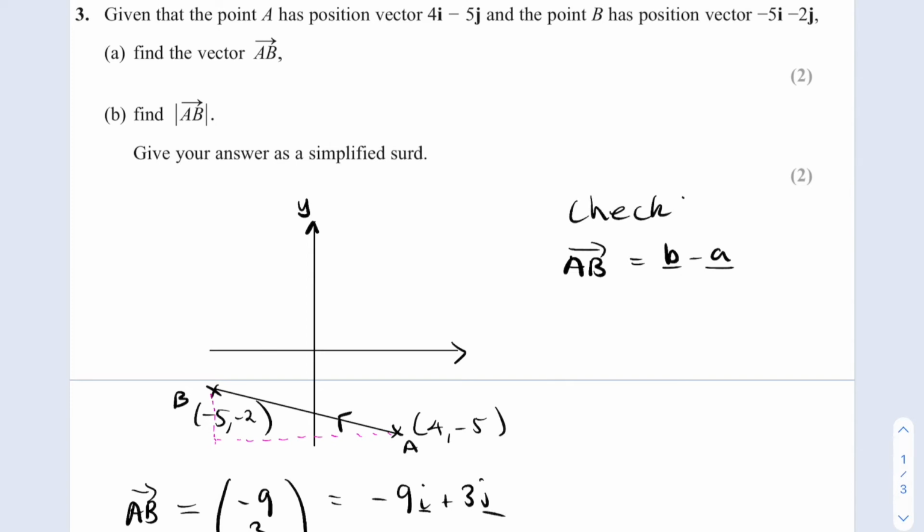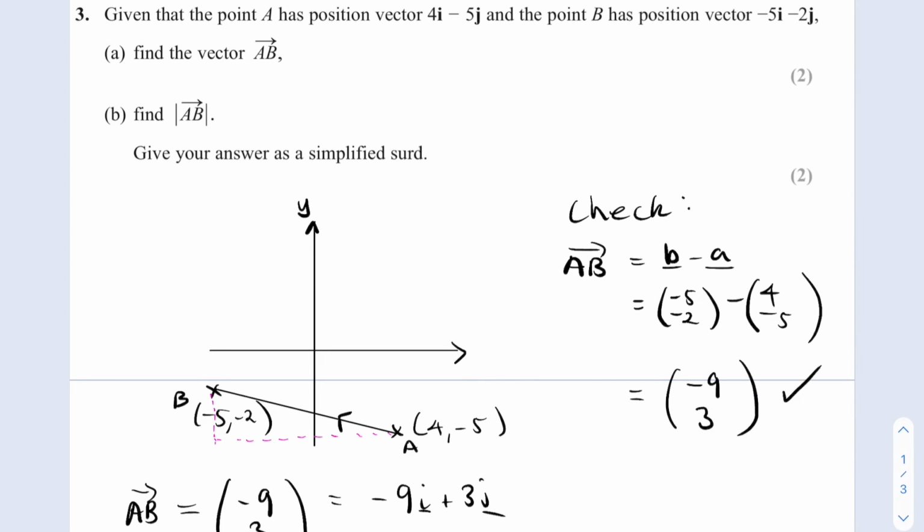I'm just going to come over here and check to see if I get the same thing. B is (-5, -2), and I'm writing it in the column vector format as opposed to the ij format given. B minus A is (-5, -2) take away (4, -5). So minus 5 minus 4 is minus 9. And minus 2, take away a minus 5, which is a plus 5, goes to 3. So I've checked that, and that's all good.